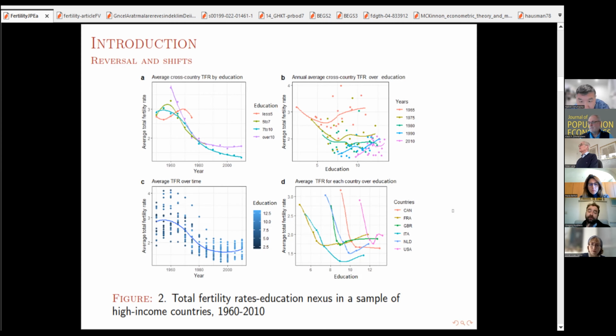We also considered the average total fertility rate for countries over education. Here we can see a few developed countries, and you can see similar patterns. With education, it's falling up to a certain point. For example, I think this is Italy, it is falling up to about 9 years of education, then it starts picking up.